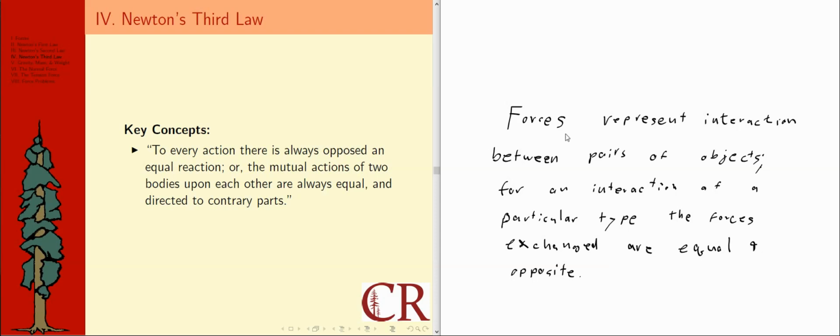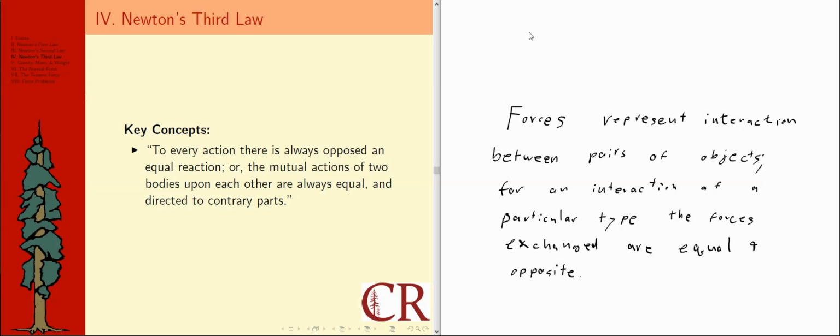I have a statement here that maybe is a little bit more modern, maybe has a little bit of my own interpretation thrown into it, but it says forces represent interaction between pairs of objects. So in other words, anytime there's a force, there's got to be a pair of objects interacting. You don't just get a force if there's no other object pushing on whatever or pulling on whatever other object is receiving that force. For an interaction of a particular type, the forces exchanged are equal and opposite.